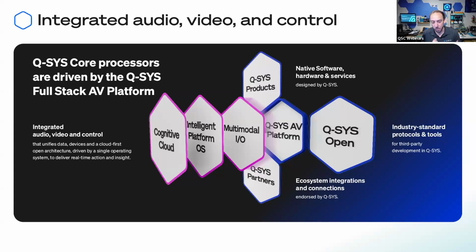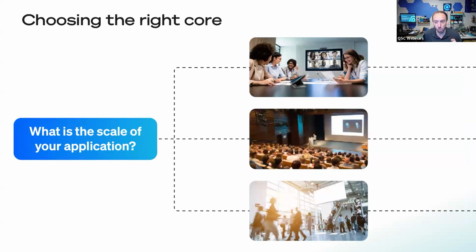But the first question we have to ask when we're designing a system is, what is the scale? When I say scale, I'm talking about, what type of system are we looking at? Is it just a small meeting room? That top image, everybody's in a conference room, a little huddle space where we don't have a lot of AV that needs to be controlled. So maybe it's a smaller processor, one single room that's being controlled independently.